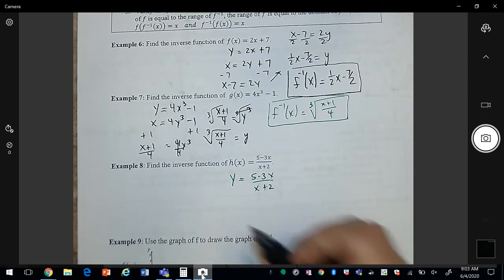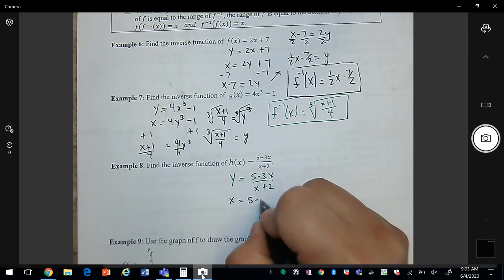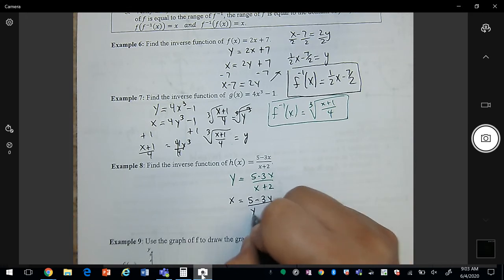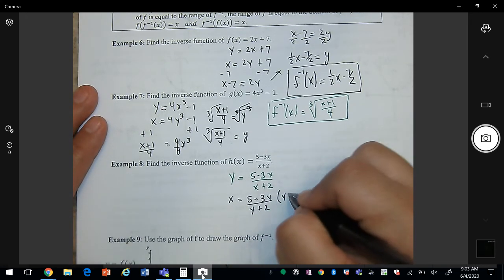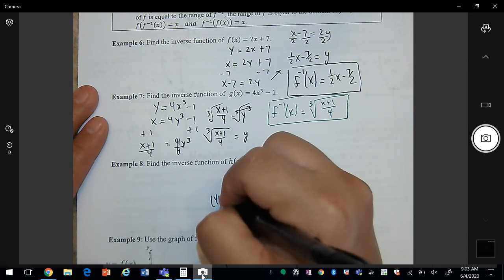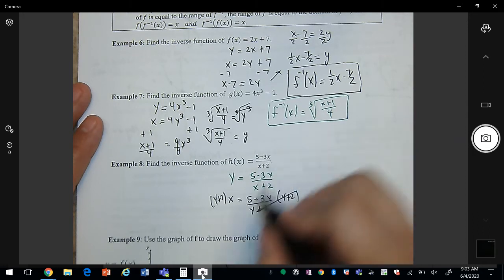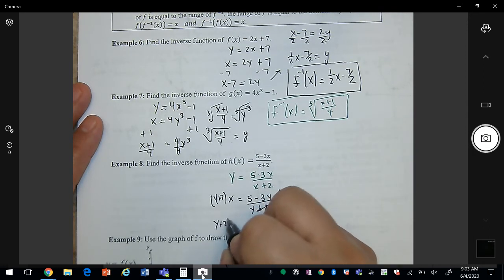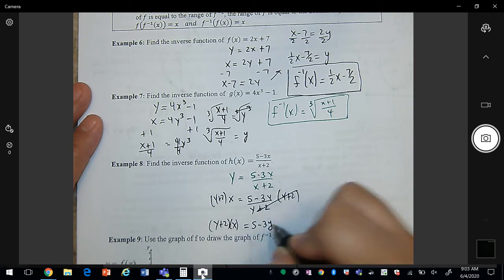Then we need to switch them. So anywhere I see a y, replace it with x. And anywhere I see an x, I replace it with y. And then we're going to solve for y. So I'm going to multiply both sides by y plus 2. So I end up with y plus 2 times x is equal to 5 minus 3y.